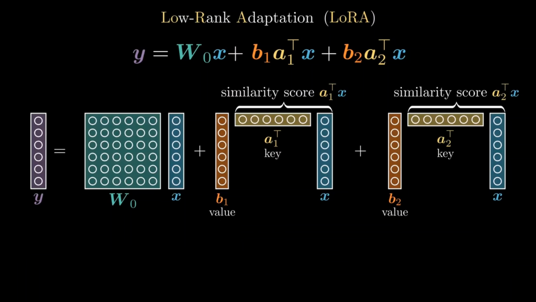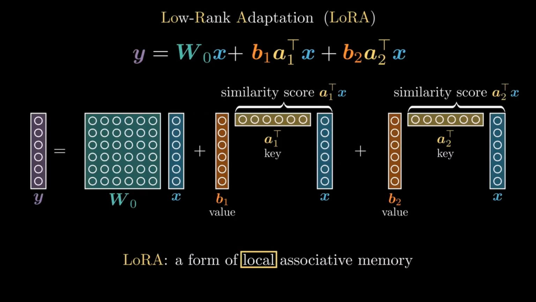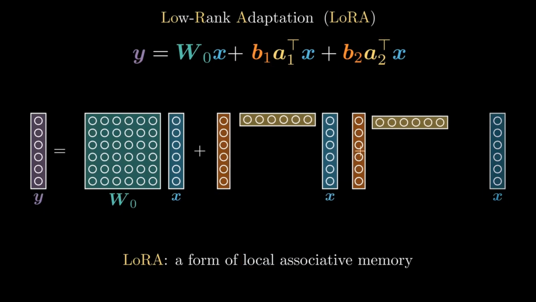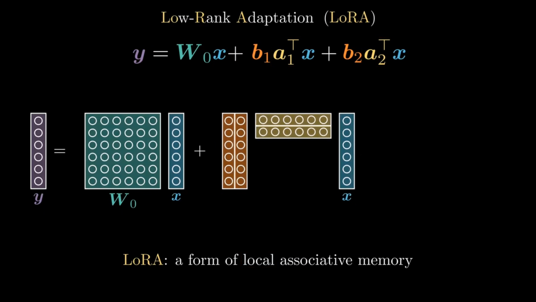This gives us a useful interpretation. LoRA behaves like a form of local associative memory. It's considered local because if the input vector x isn't relevant to the specific domain, the similarity scores tend to remain small, and the adapter introduces little or no correction. The base model keeps its general knowledge, and LoRA adds a compact task-specific memory bank.